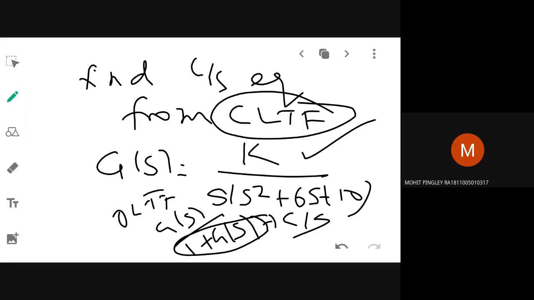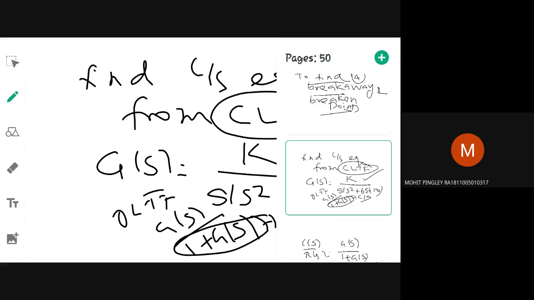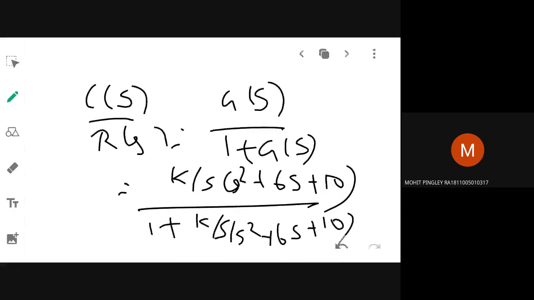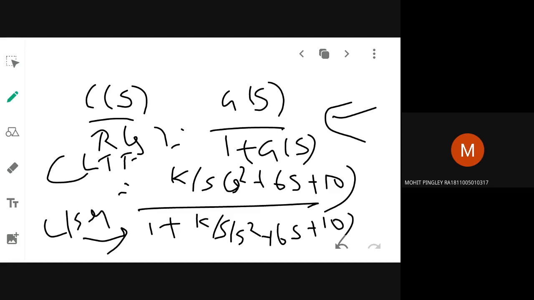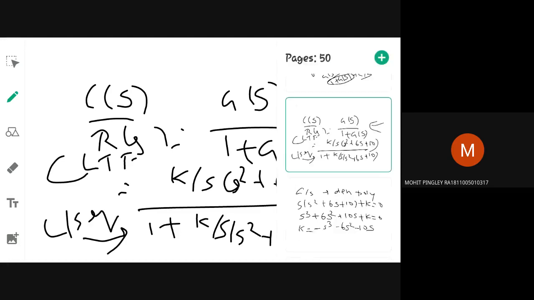S into S square plus 6x plus 10 plus what? Are you doing, Mohit? Yes, ma'am. Tell me what's the answer. So this is how I will be solving for CLT of G of S divided by 1 plus G of S. So this denominator polynomial is my characteristic equation. So what is your characteristic equation?